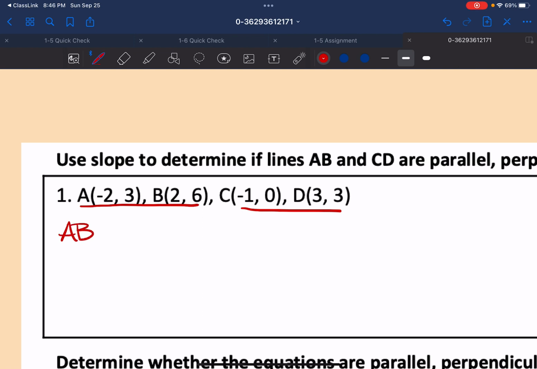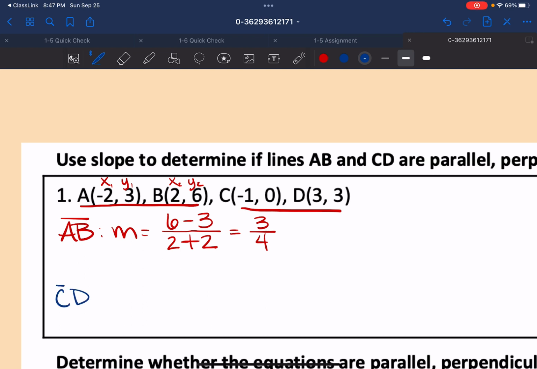Let's write AB, that's our first line, and let's find our slope. If you need to, label x1, y1, x2, y2, just like we did with the distance and midpoint formula. So let's set this up, y2 minus y1 over x2 minus x1, minus a negative becomes a positive. So now we can say 6 minus 3 gives me 3, 2 plus 2 is 4, and we can't simplify that fraction any further.